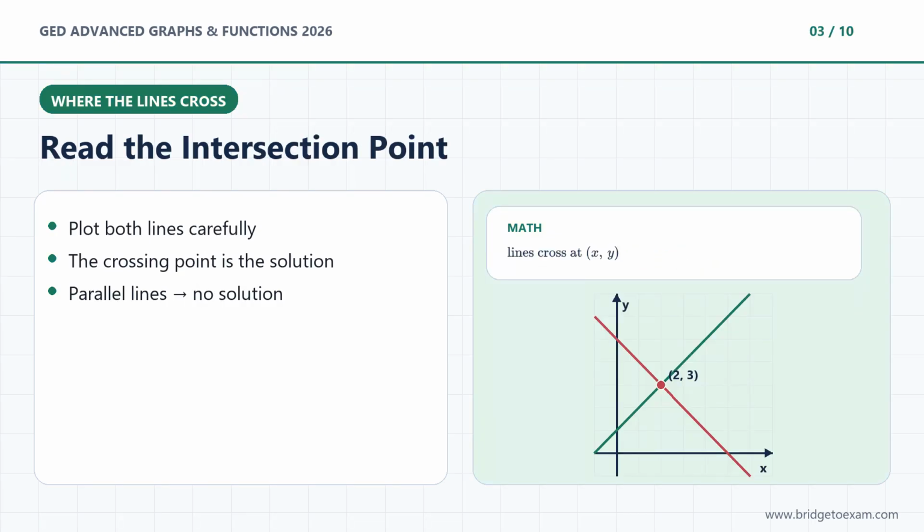On a graph, the solution is simply where the two lines cross. So plot both lines carefully and look for the exact point where they intersect. Read its x-coordinate and its y-coordinate. That ordered pair is your solution. If the lines are parallel and never cross, the system has no solution.